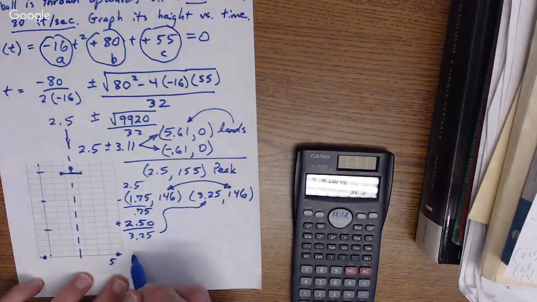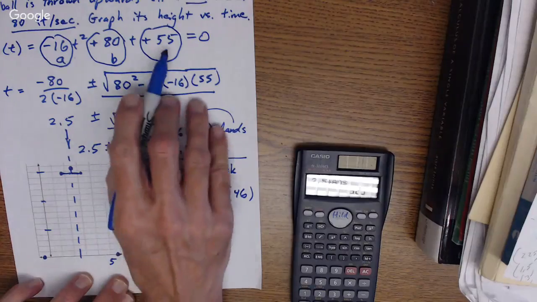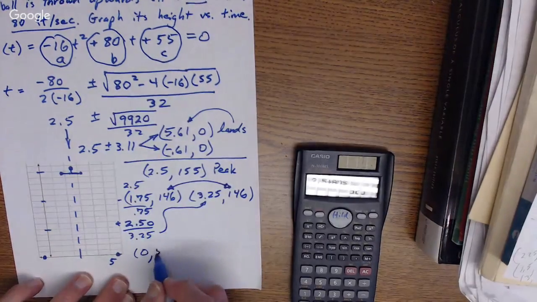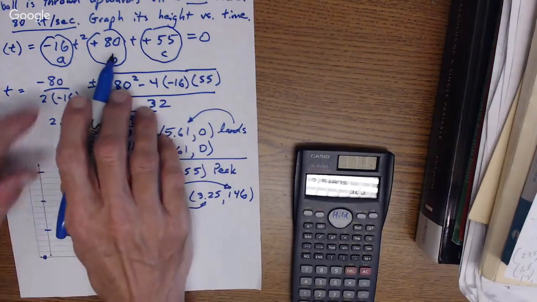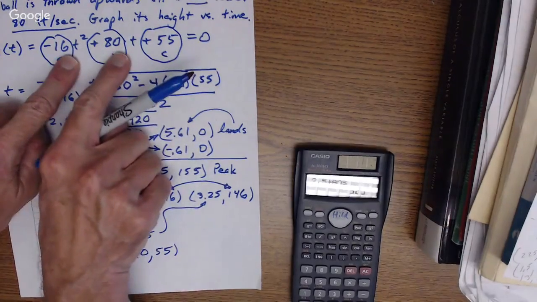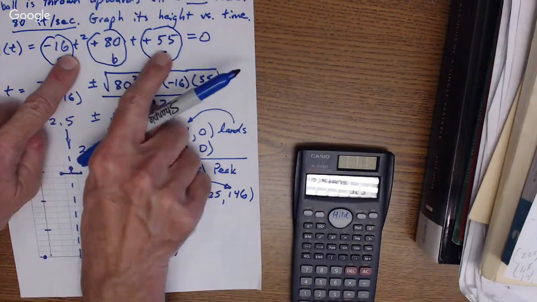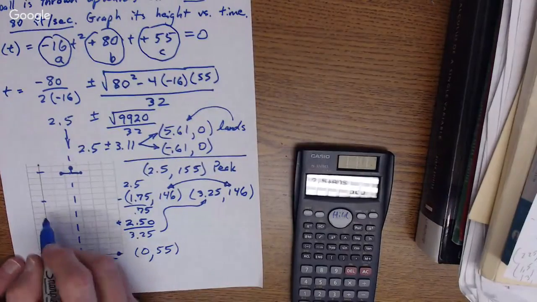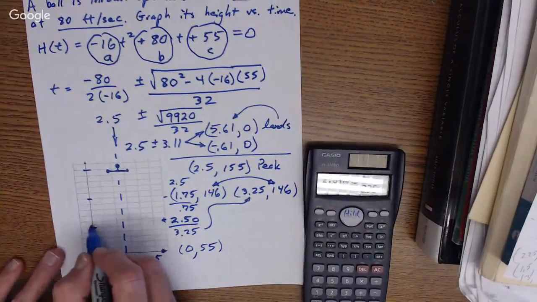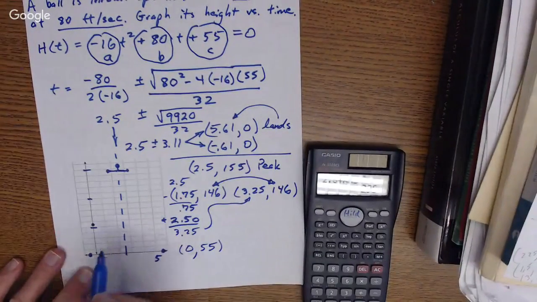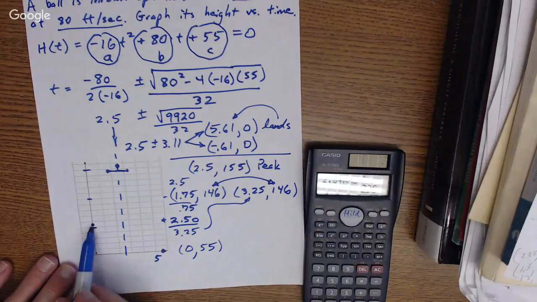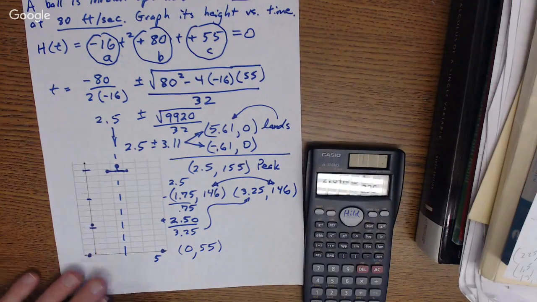Lastly, we're going to find the y-intercept, and that's just going to be where the number by itself is. So that's 0 times 0. The ball will be at 55 feet. So in this term and this term, I have 0 in for t. The only number left is 55. So here on the y-intercept, on the y-axis, it's going to be 55 feet at 0 seconds.